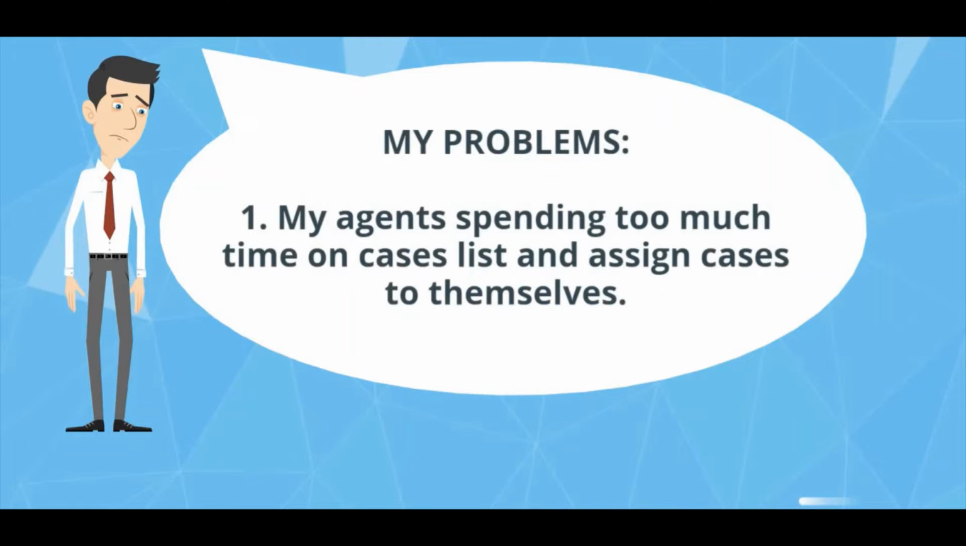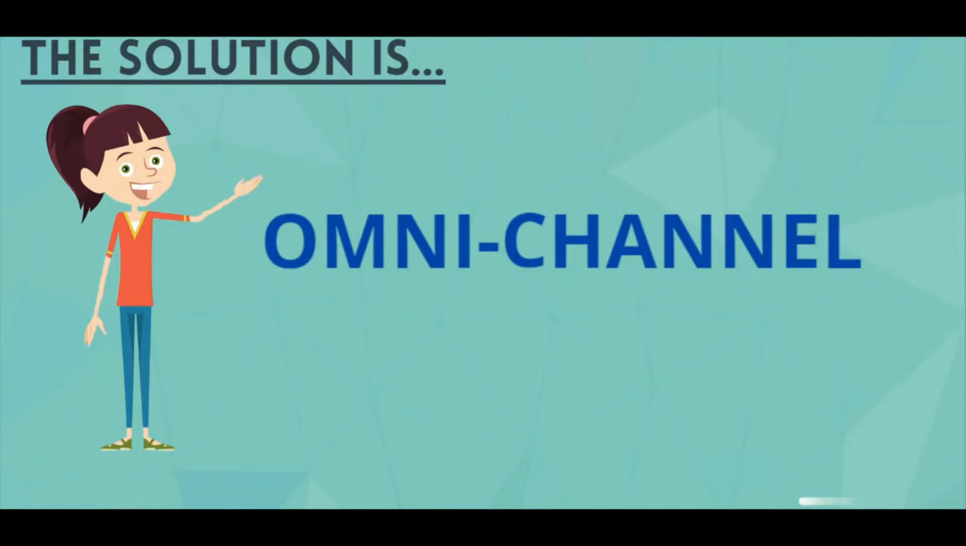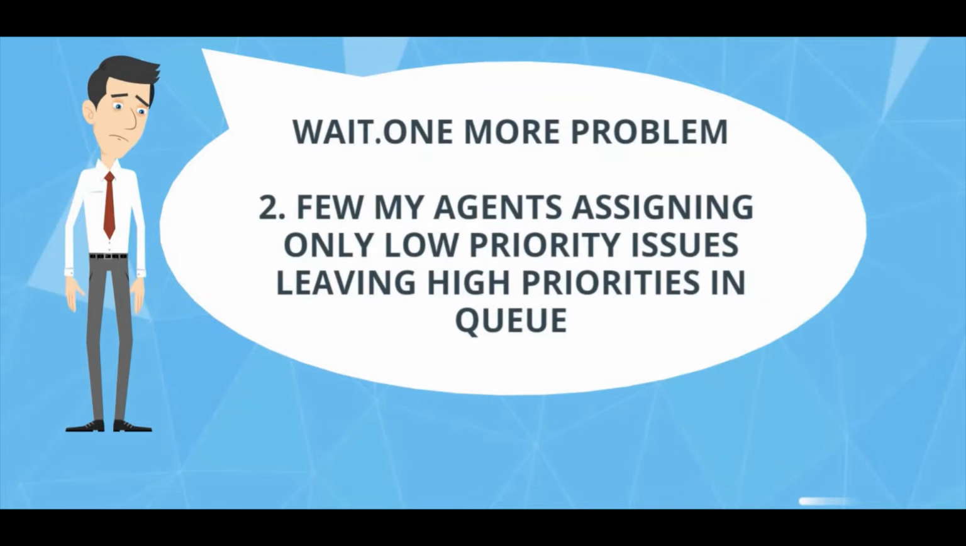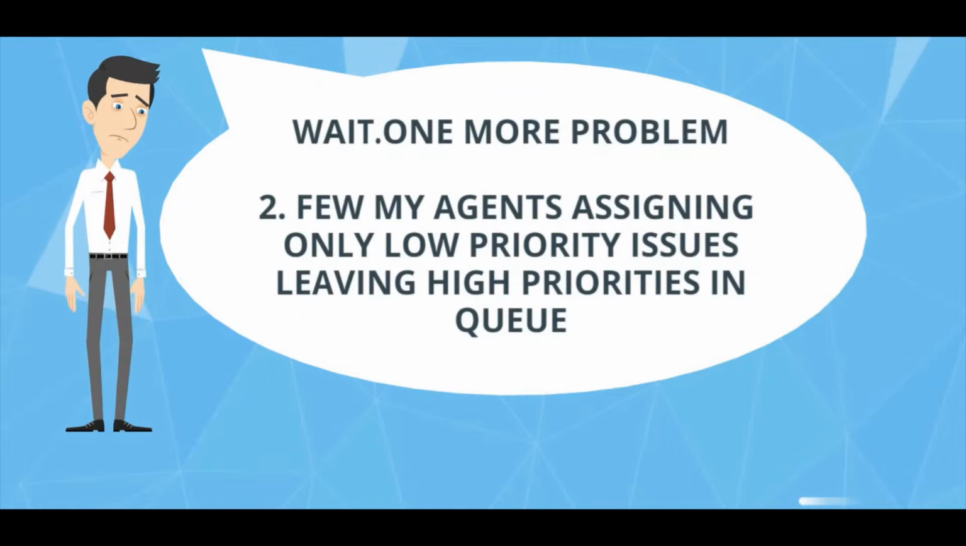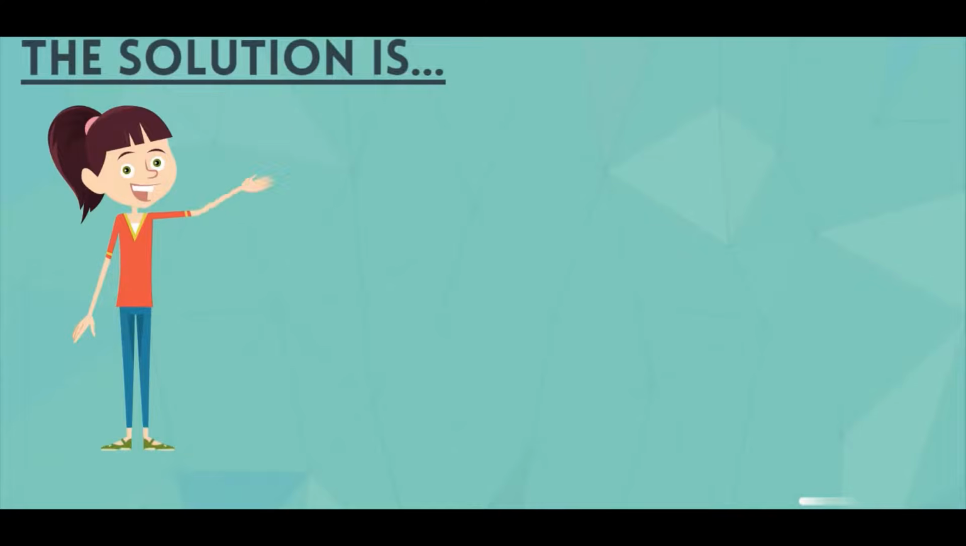My problems. My agents spend too much time on the cases list and assign cases to themselves. Of course, people will take time to understand what the case is and then assign it to themselves. Okay, and the solution is OmniChannel. Wait, one more problem. A few of my agents are assigning only low priority issues, leaving high priority issues in the queue. These agents do cherry picking and take only the low priority or the easiest cases and assign them to themselves, leaving the higher priority cases in the queue. Okay, the solution is obviously OmniChannel.